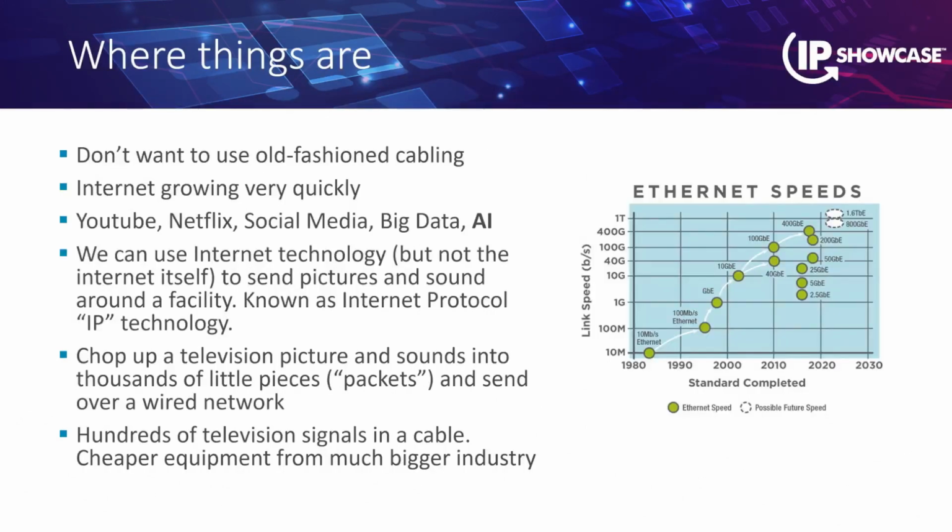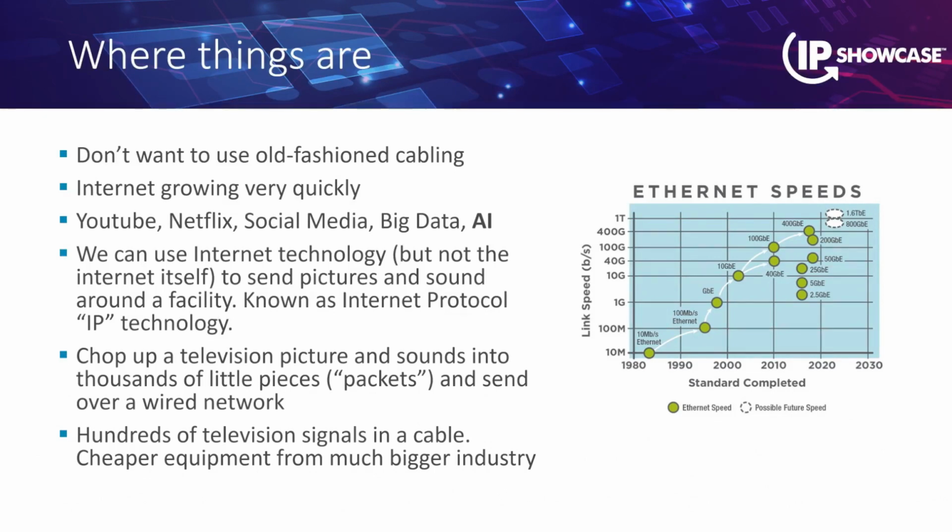So we don't want to use old-fashioned cabling, right? This is old-fashioned stuff. Coaxial cable. Probably very few of you even have coaxial cables in your homes anymore. And things like the internet are growing very quickly in terms of data usage with YouTube, social media, big data, and I put in this year AI. AI is using astonishing amounts of data. AI is driving this graph faster and faster.